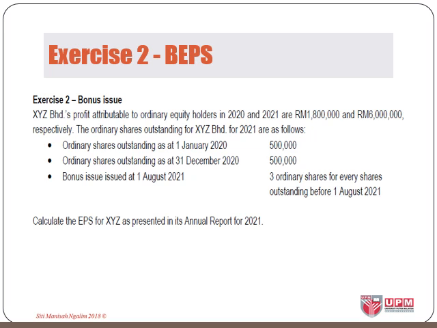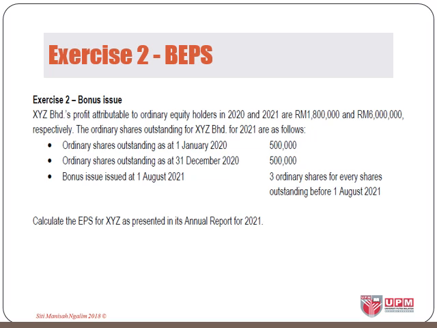Let's look at the second exercise. In this exercise, we are dealing with bonus issues. Now for bonus issue, we simply treat it as if it has been in the company from the earliest period presented. Meaning, if you are talking about public listed company, by the standard, companies are required to present not only the current financial year's result, but also the previous year's result for comparison purposes.